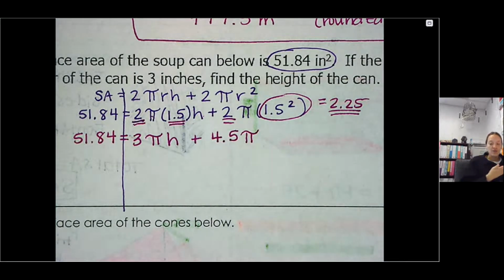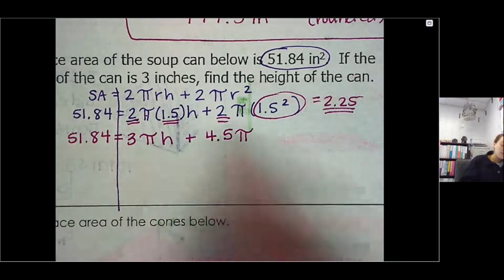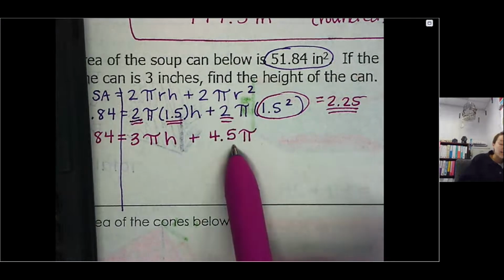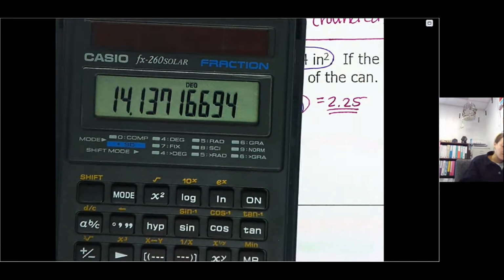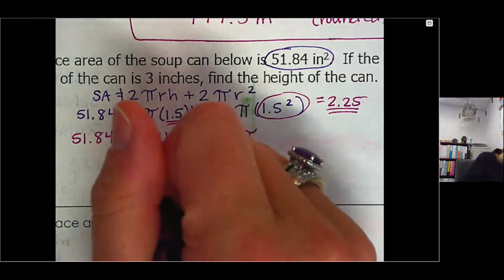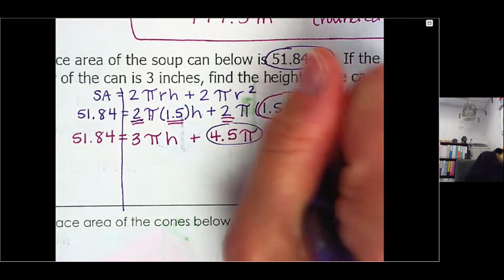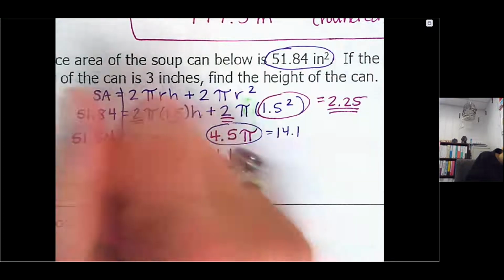So now you're trying to get the h by itself, which means everything to the right, you want to get over to the left side. So what we're going to do is subtract 4.5 pi from both sides. You might want to put 4.5 pi into your calculator to just get a number here, and then we can move it over. So 4.5 times pi equals, that's 14 point, we'll do 14.1. So we're going to subtract the 14.1 on both sides.